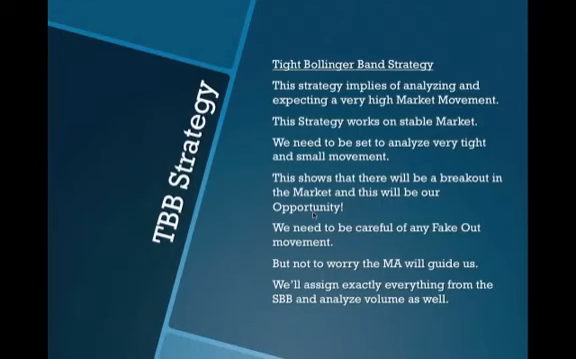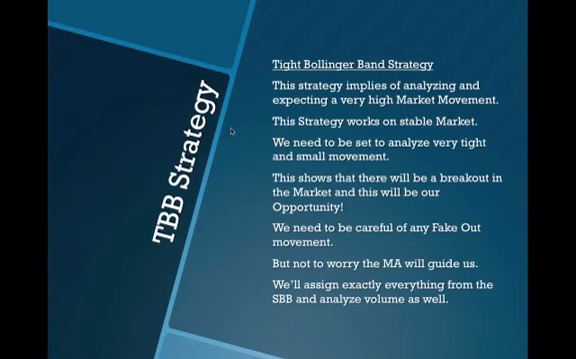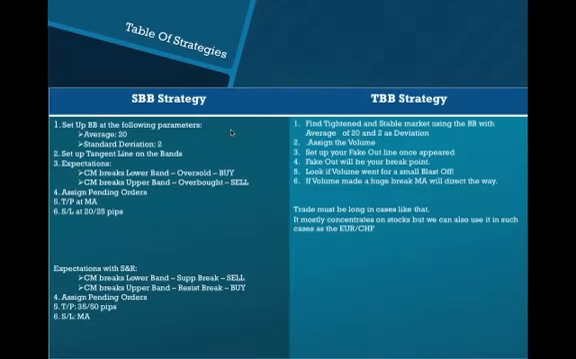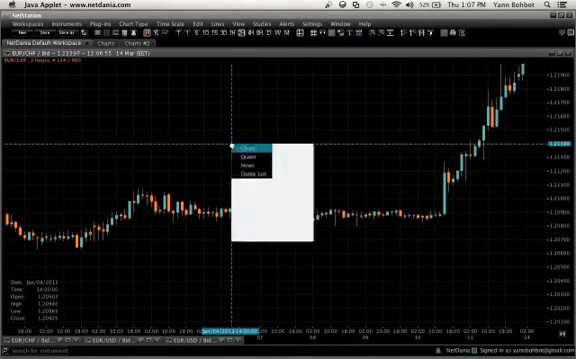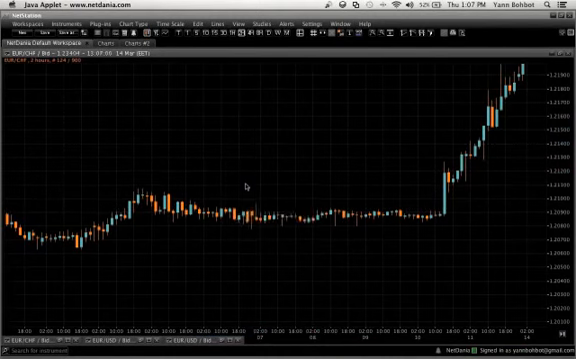So, moving forward, it works on a stable market. We need to set up our lines. Now, let's check our TBB strategy. We need to find a tight and stable market using the Bollinger Bands with an average of 20 and 2 as deviation. So that's what we're going to do here, just making sure very quickly.